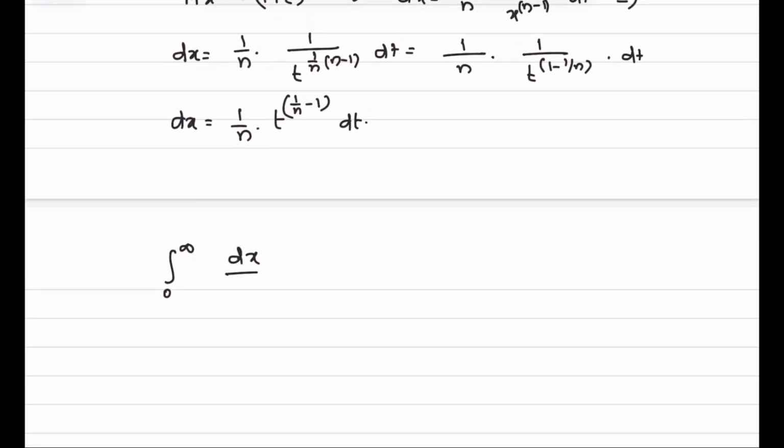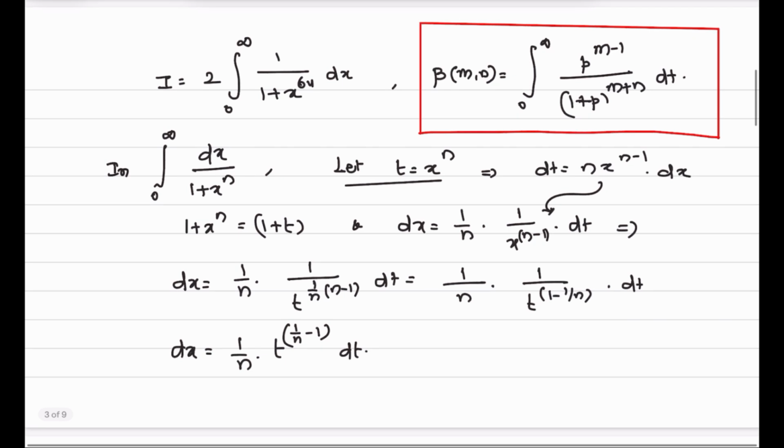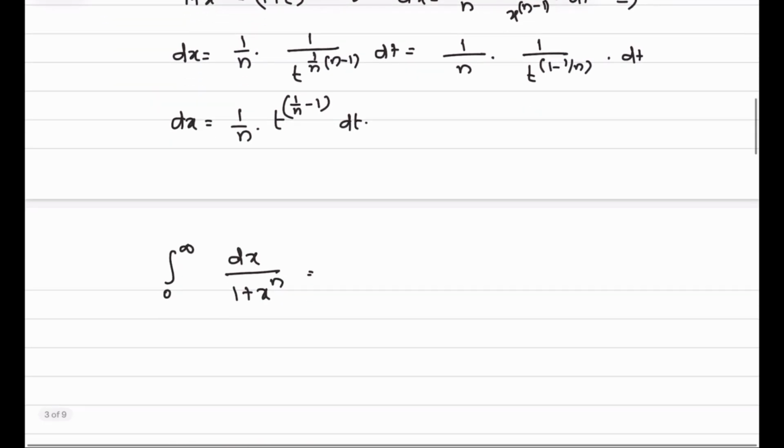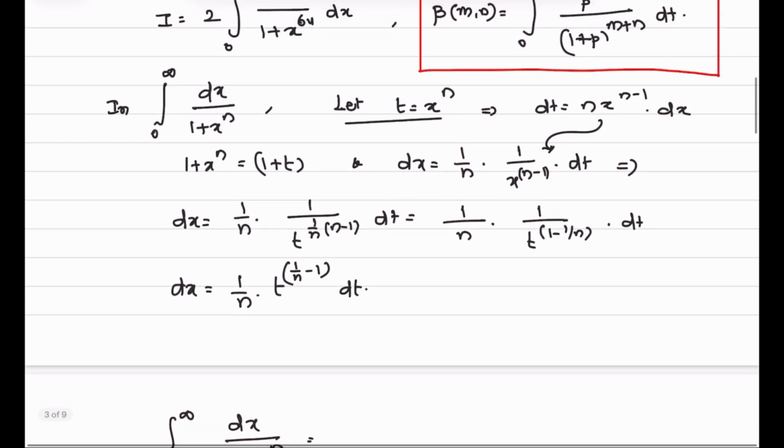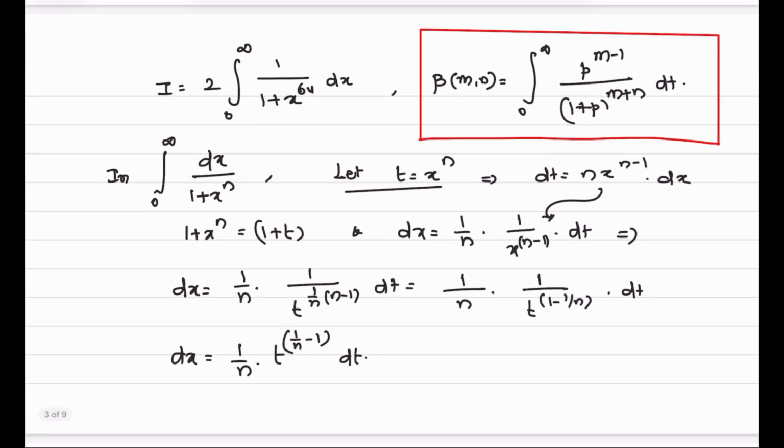dx by 1 plus x to the power of n is equal to, because we are interested in finding 1 plus x to the power of 64. Let it be arbitrary, let us solve for it. So that 64, 128, whatever value you want to put, you can put. Because we have reduced I to this one. Now we are interested in this.